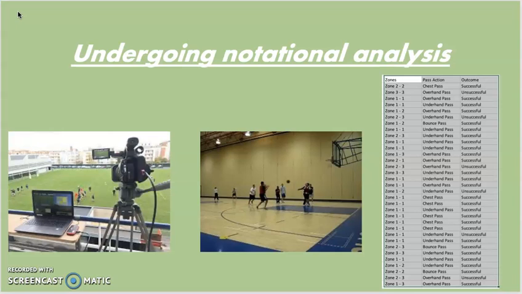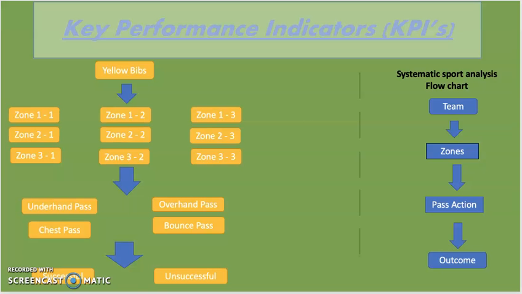Firstly, in my notational analysis, I observed a game of N-ball and spotted that the yellow bibs were struggling to convert their passes into goals, so I decided to focus on them as a team performance and came up with key performance indicators, KPIs, to gather a tally chart to collect data to show results on specific areas to improve. Key performance indicators, or KPIs.